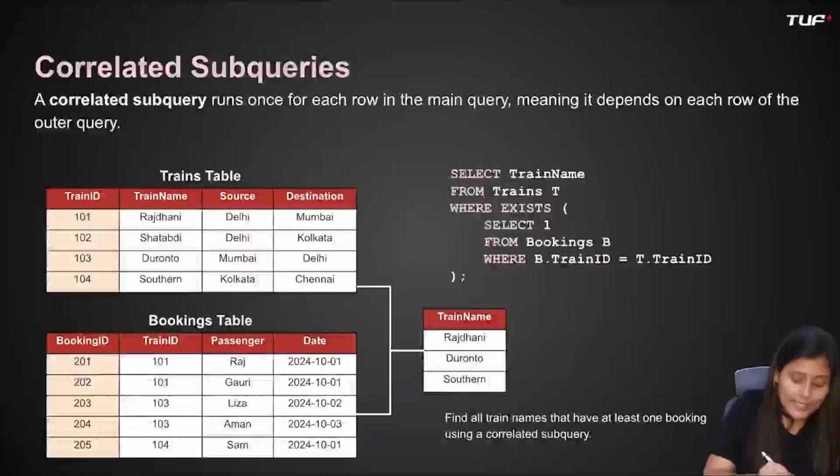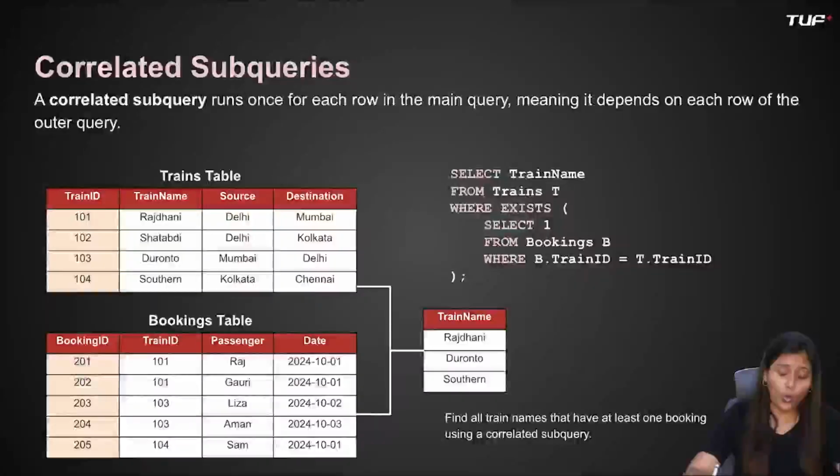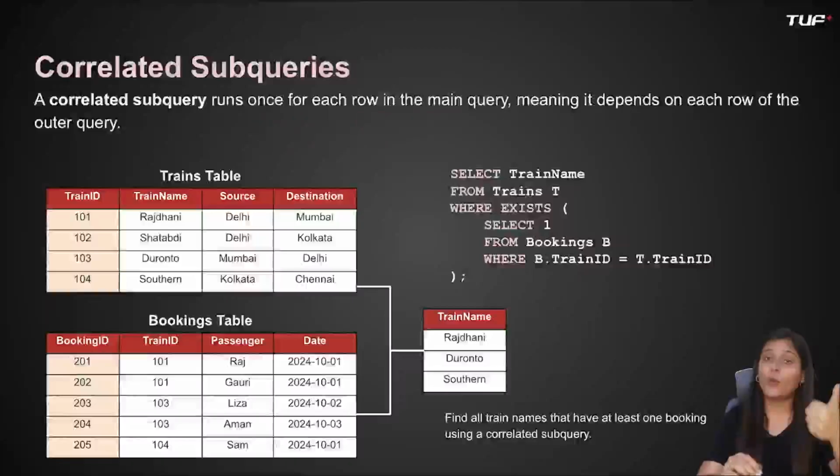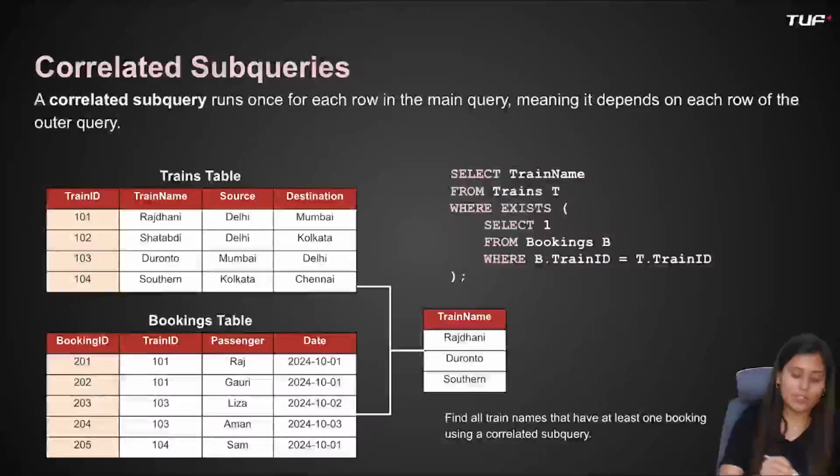A correlated subquery runs once for each row in the main query, meaning it depends on each row of the outer query. Correlated subqueries are those subqueries, like the inner one, which run for each row in the main query. So for each row in the main query, the inner query will run. That's why it is called a correlated subquery.